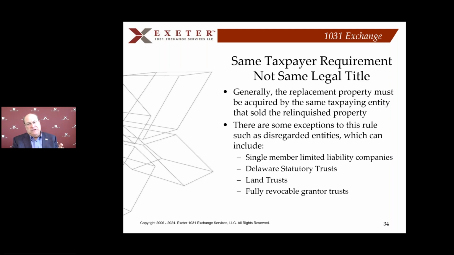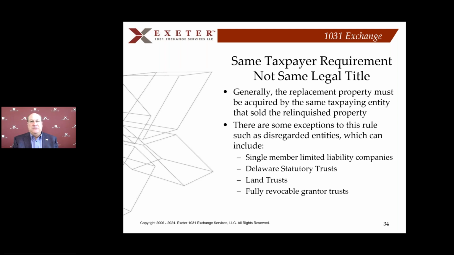This is one of the areas that also drives me crazy, because people say you have to hold legal title to the relinquished property and the replacement property in exactly the same legal name, and that is not correct. It has to be the same taxpayer. That's the most important part.